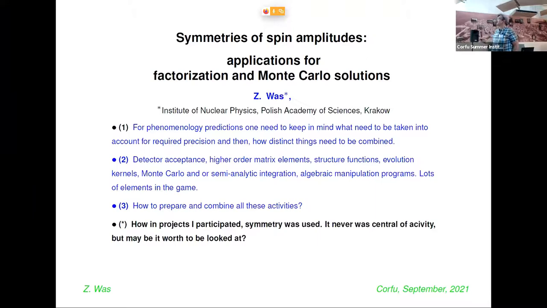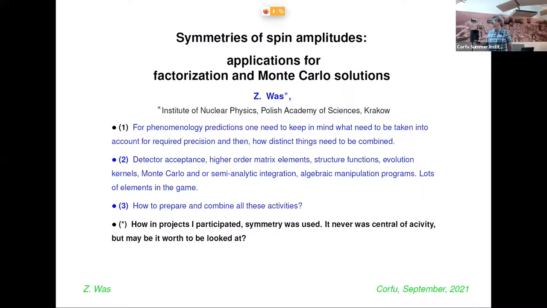Yeah, so I would like to say something about symmetries of spin amplitudes. I had to use it in my work, so I got some experience from the phenomenology point of view. When you want to prepare Monte Carlo simulation or other calculations for accelerator experiments, you need to use, of course, fixed order calculations. You need to use resummation. Sometimes you need to use results from dispersion relations, which is a pain because they are anti-analytic.